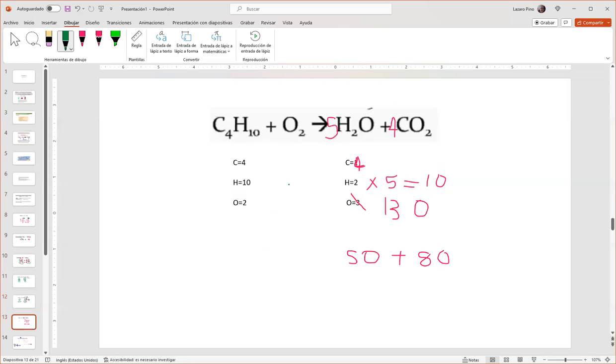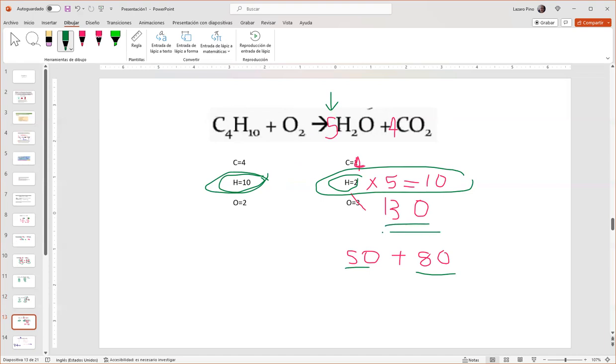What can we do? Well, let's continue balancing hydrogen. Now you have 10 here and only 2 here. If you multiply by 5, you will get 10 hydrogen. So we put this 5 in here, and now you have 10 hydrogen and 10 hydrogen. But this 5 also affects the oxygen. Now you have 5 oxygen plus 8, which is 13 oxygen in all. And you have only a 2 here.